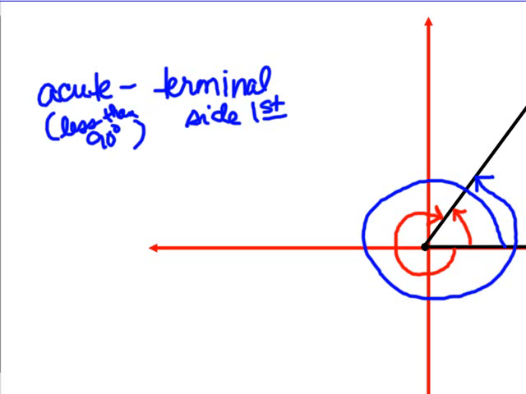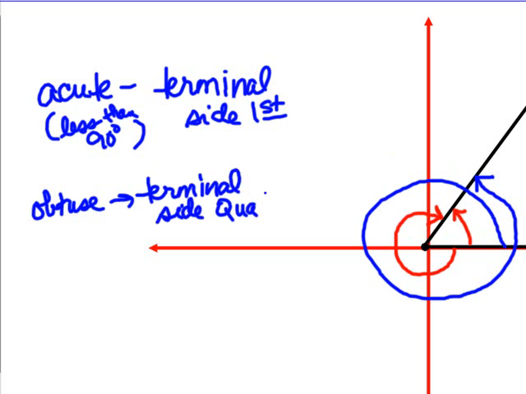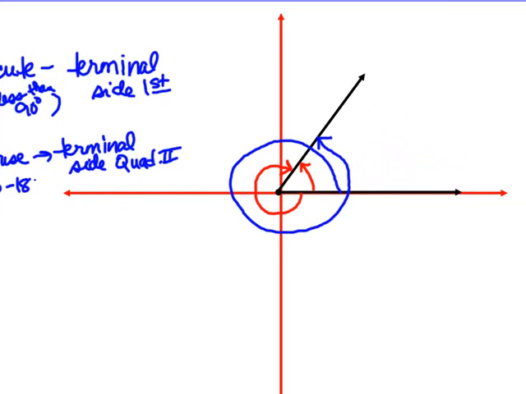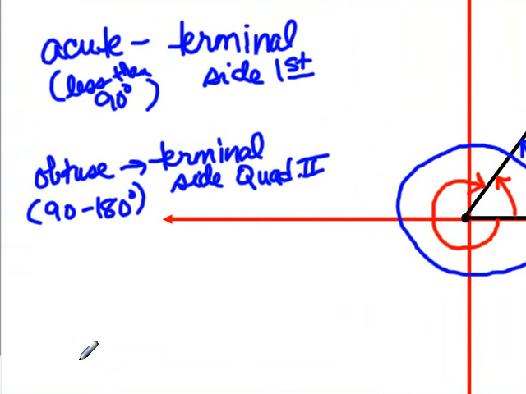Okay. And obtuse was between 90 and 180, right? So if you think about this as being a right angle with the x and y axis, 180 would be laying flat, right? So obtuse would mean that the terminal side is in quadrant 2. And that's because its measure is between 90 and 180. And we'll talk more about some of those in the next video.